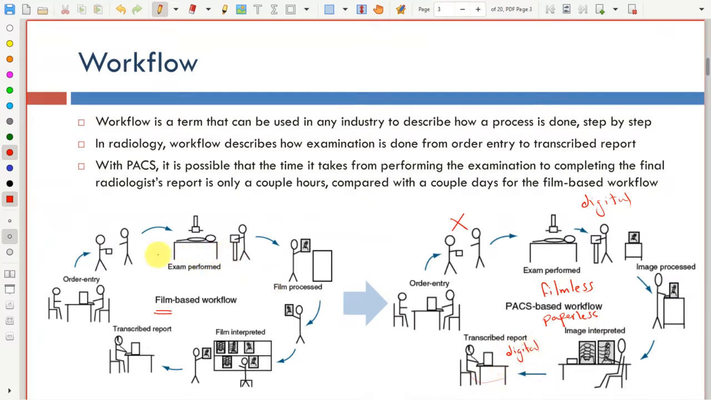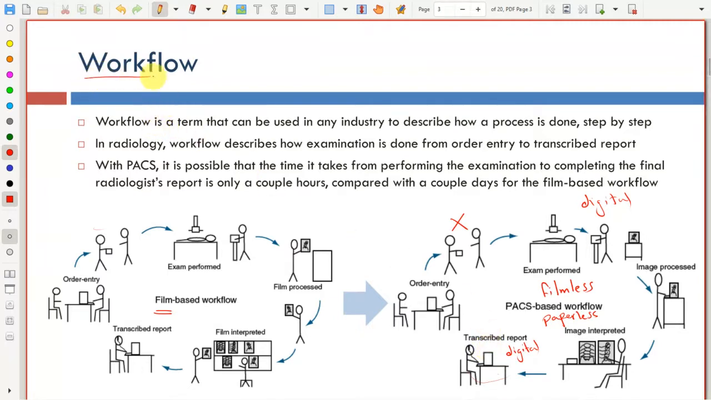Okay, so in the old workflow you have papers here, you have papers here, you have a report written here, and you have the actual film here. And of course, after you do that, you have to file the film. You take the film and put it in the file room so that whenever you want it again, you can retrieve it from there.